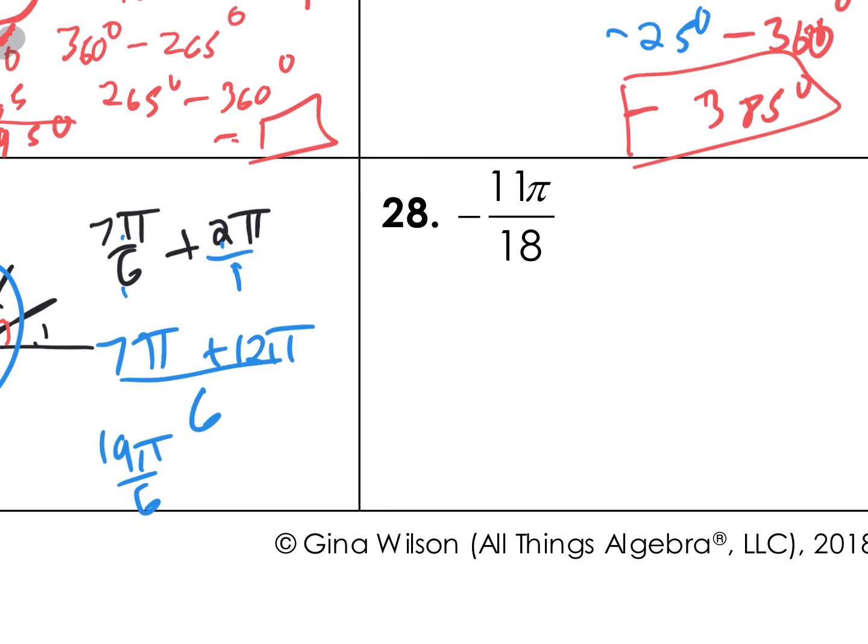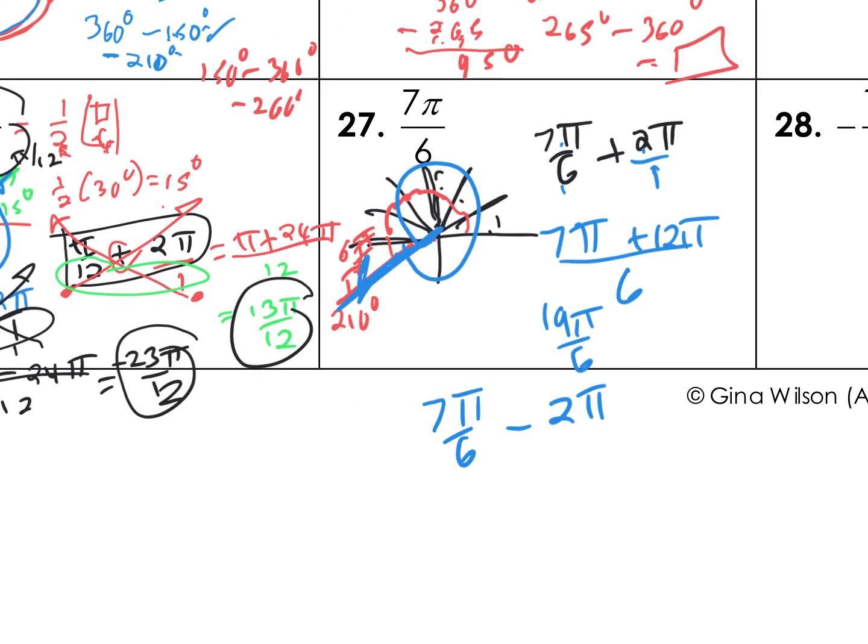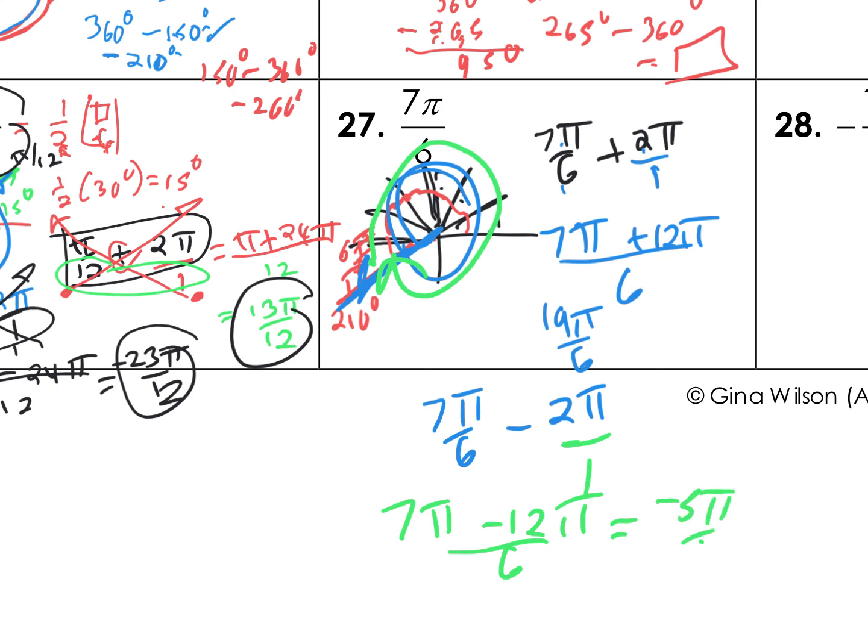Do another one. Oh, I didn't do the negative angle. If I'm already at 7 pi over 6, I may as well take away 2 pi to go the other way around. So I was already at 7 pi, but I'm going to start there and go all the way around negative. That gives me 7 pi minus 12 pi all over 6. Sure enough, it's negative. It's a negative 5 pi over 6.